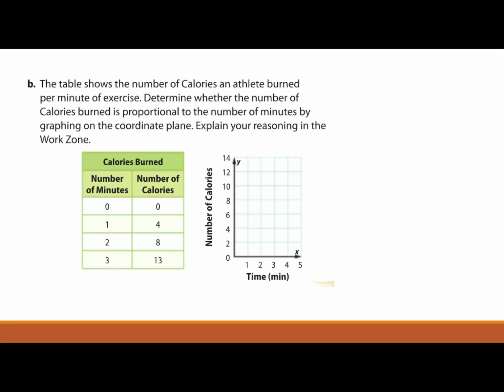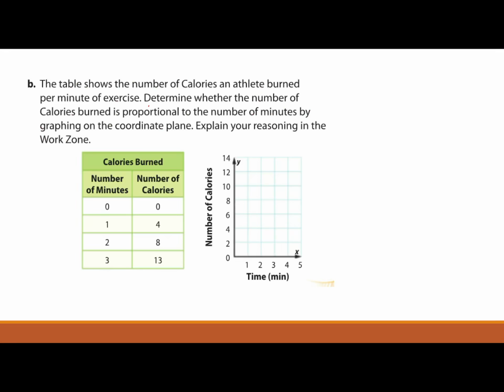Okay, you're going to push pause on this and only push play when you've completed this on your own to watch the solution. I'm going to stop now. All right, you should be back. You should have done this on your own. I will go ahead and read it. In this problem, it says that the table shows the number of calories an athlete burned per minute of exercise. So I'm going to write that down in a second.